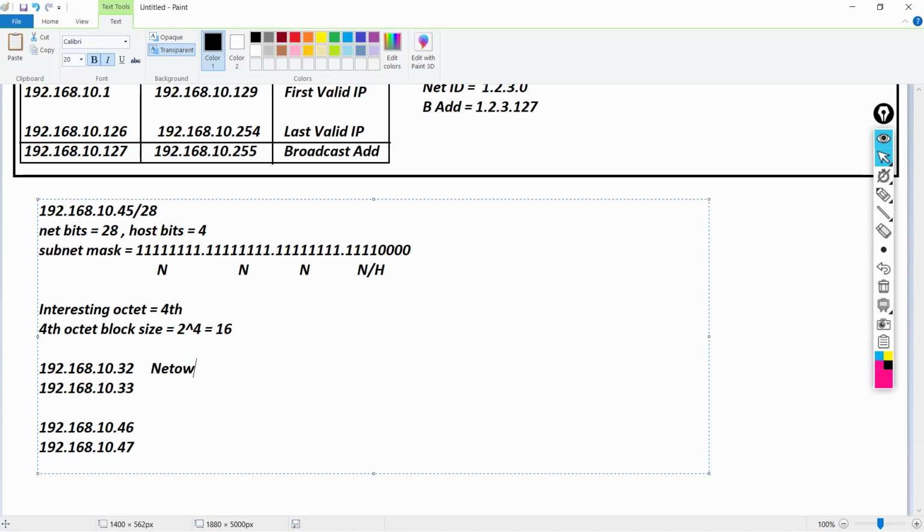This is what? Network ID. This is the first valid IP. Now this will be the broadcast address. This will be the mask.